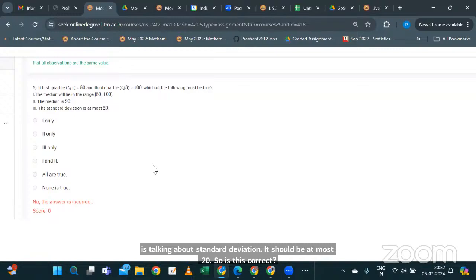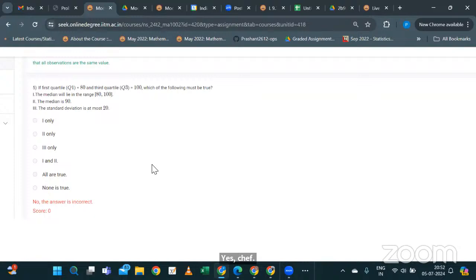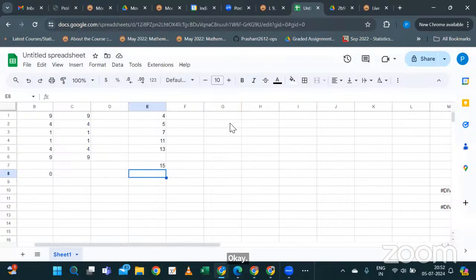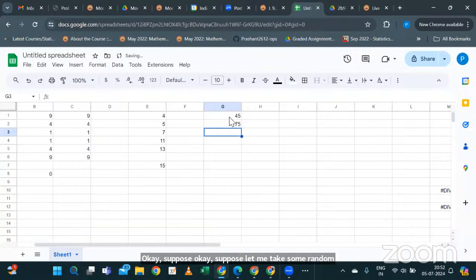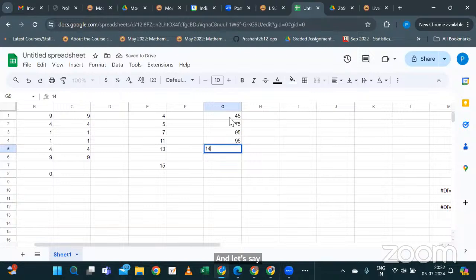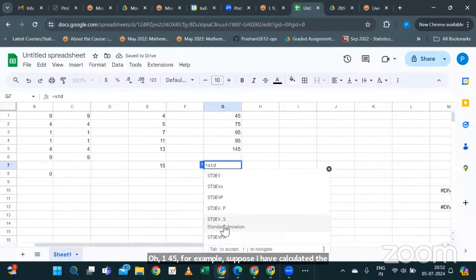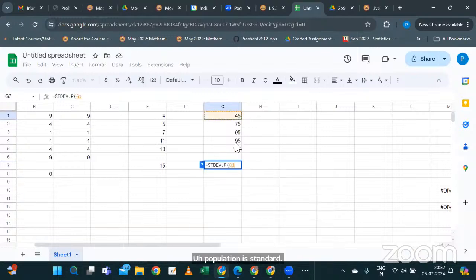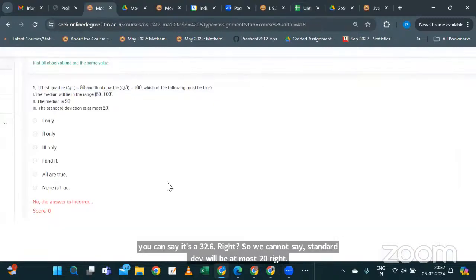Suppose let me take some random data. Let's say 45, 75, 95, and 145, for example. Suppose I have calculated the population standard deviation. You can see it's 32.61, right? So we cannot say the standard deviation will be at most 20. Is this clear?